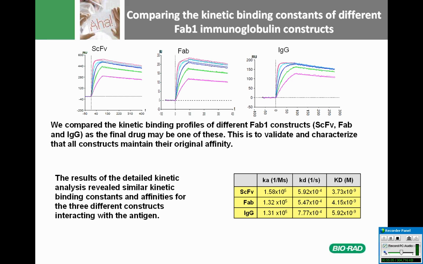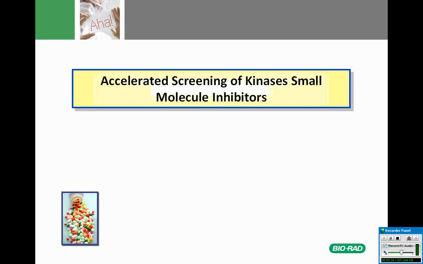And the last thing that we did is another kind of validation. We compared the different constructs of Fab1, as a single chain, or as a Fab, or as a complete IgG, and we determined the kinetic binding constant of these structures to the antigen to see that there is no change in the affinities and the kinetic binding constants. You can see here in the table that indeed the results are very similar for each one of the constructs.